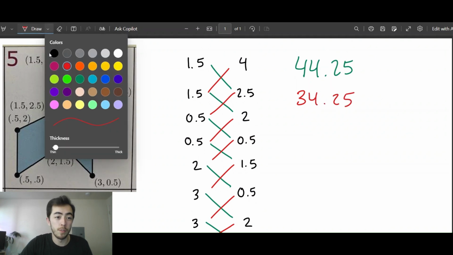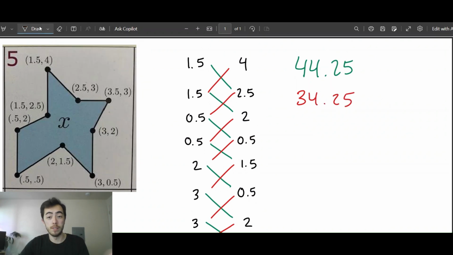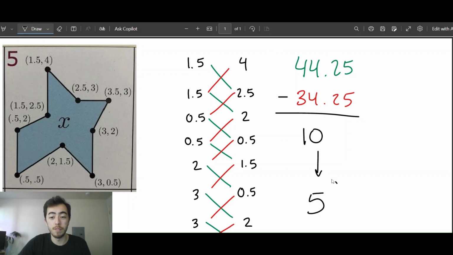The last step in this formula is just to find the difference between these two numbers and then finally divide it by 2 for some reason. So this subtraction is actually quite easy. It's just 10, and then dividing that in two gives you 5, which is the area of the shape.